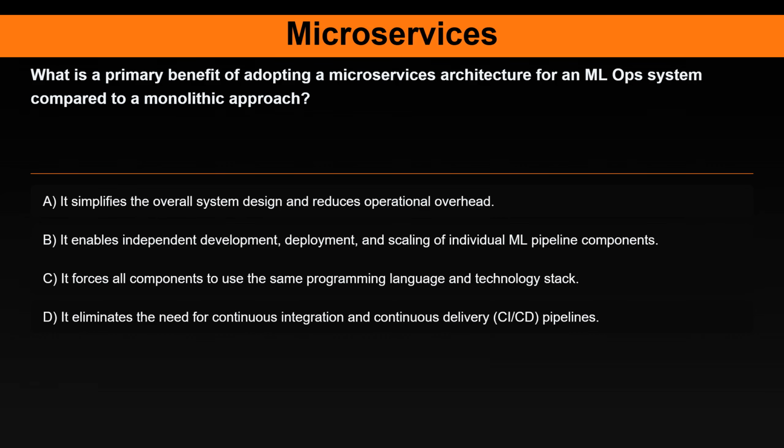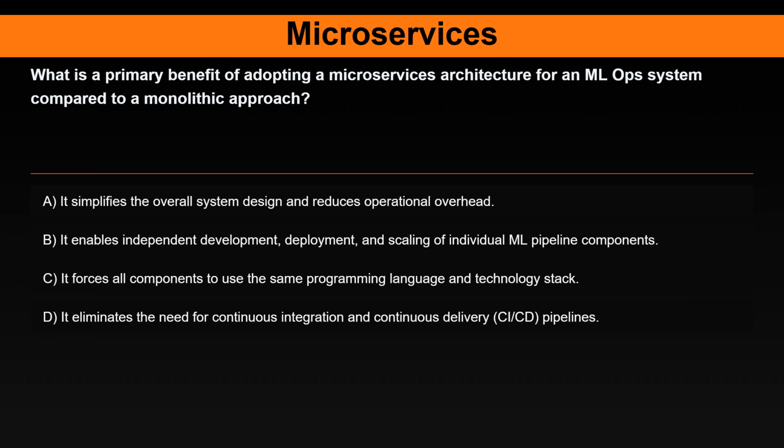Question 1. What is a primary benefit of adopting a microservices architecture for an MLOps system compared to a monolithic approach? Option A. It simplifies the overall system design and reduces operational overhead. Option B. It enables independent development, deployment, and scaling of individual ML pipeline components.